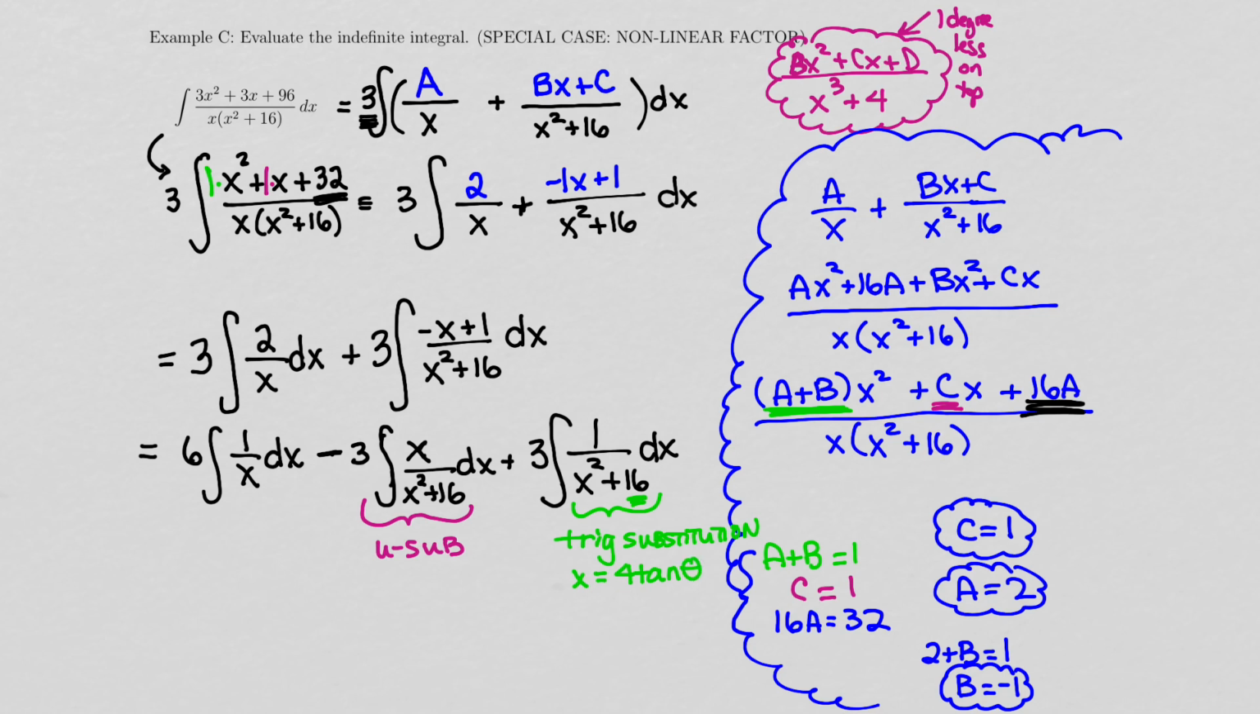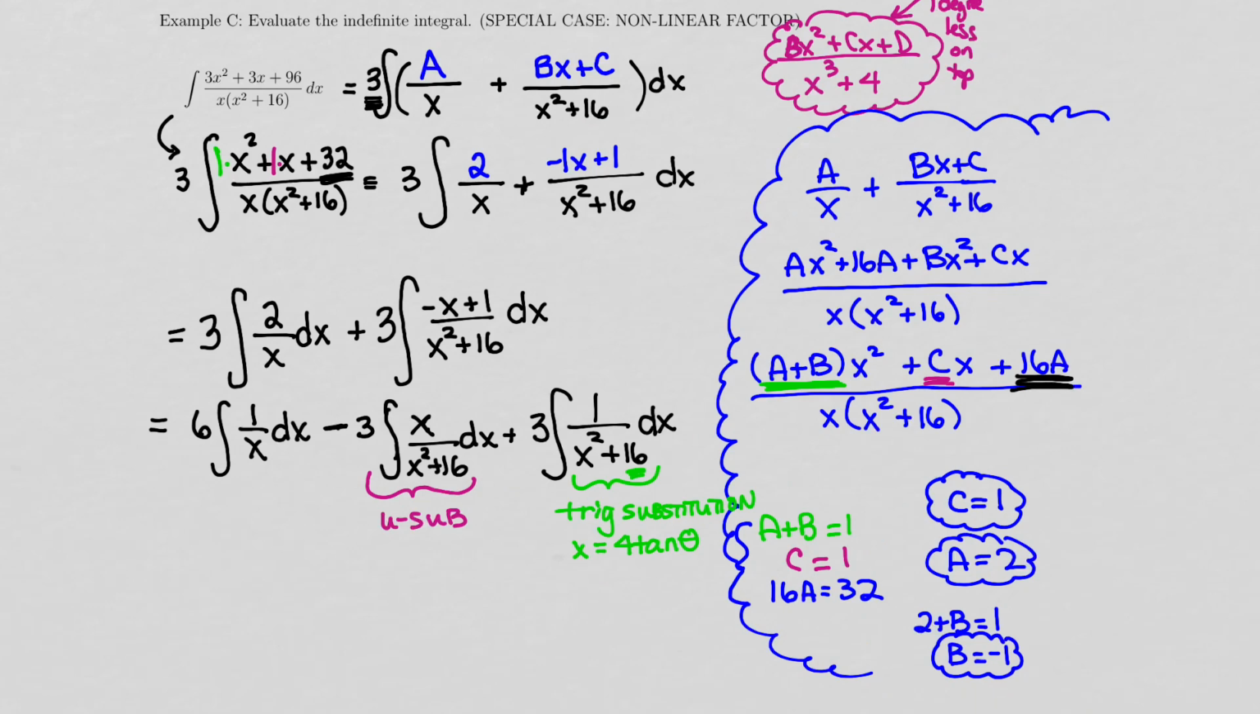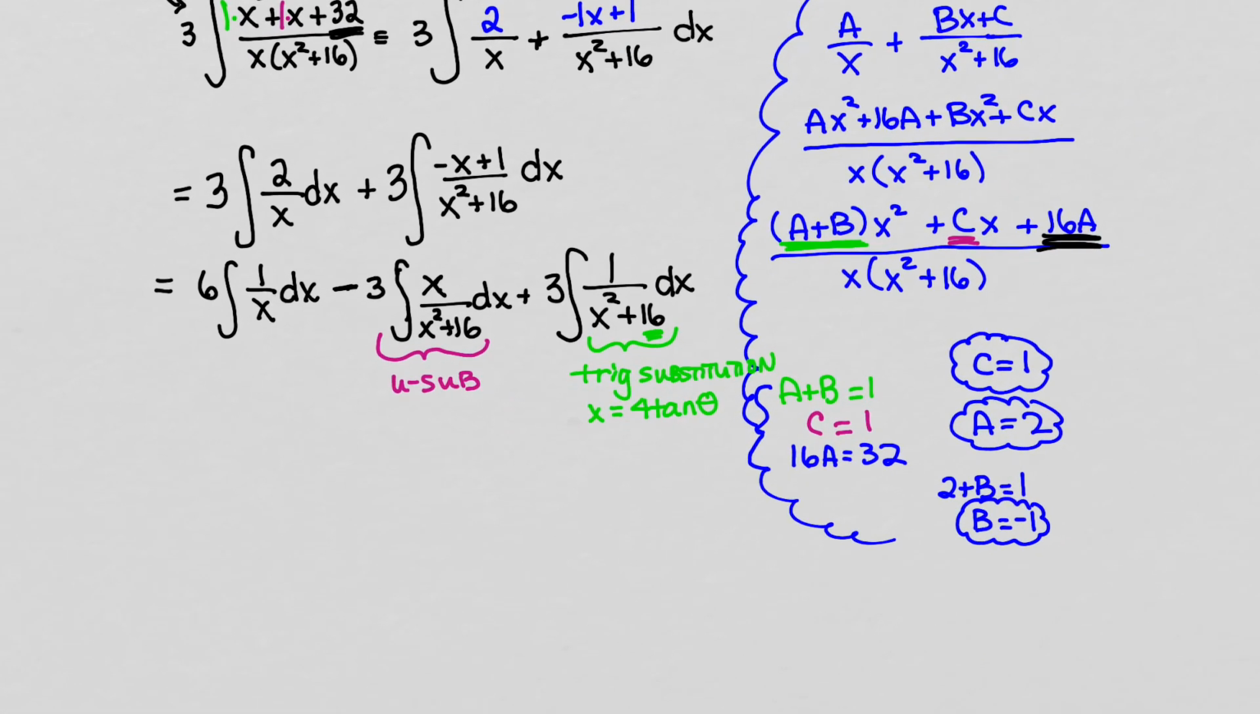So again, I'm going to pause and stop and let you guys go forward. So you have 6 times the antiderivative of 1 over x dx. Then you have minus 3 x over x squared plus 16. You sub that. And then the last technique, 3 times 1 over x squared plus 16. Try a trig substitution on that last integral. And I'm going to wander, and let's see what happens, okay? It's pretty fast. It's actually a very fast trig substitution.